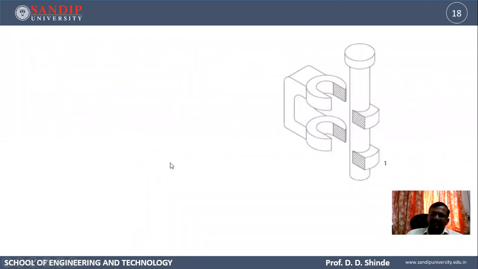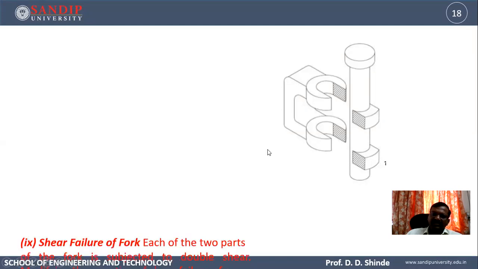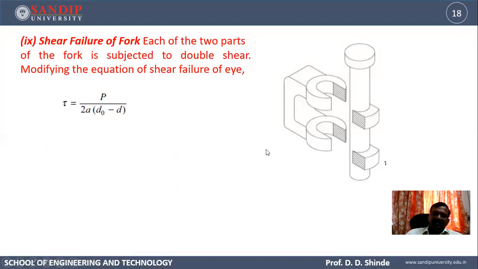Then shear failure, similar to eye, fork or double eye will be also subjected to shear. So again, DO minus D divide by 2 for one side, and into A will be this cross sectional area, multiplied by 2 will give you at two levels of the pin. So the area will be DO minus D into 2A.